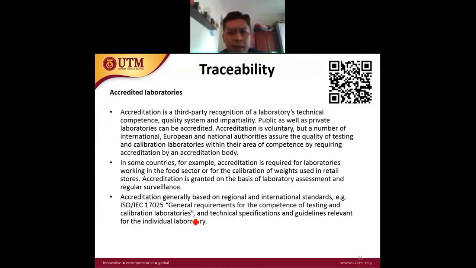An accredited lab is basically a third party lab. It can be another establishment.